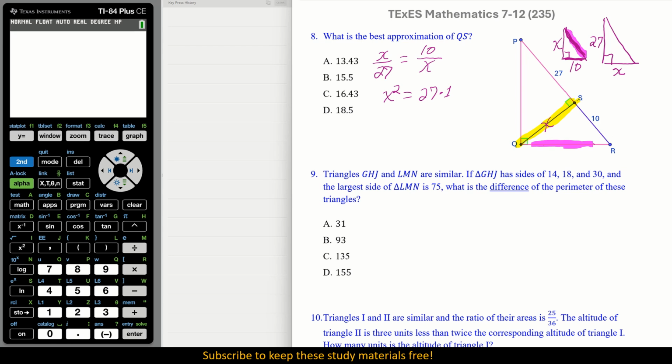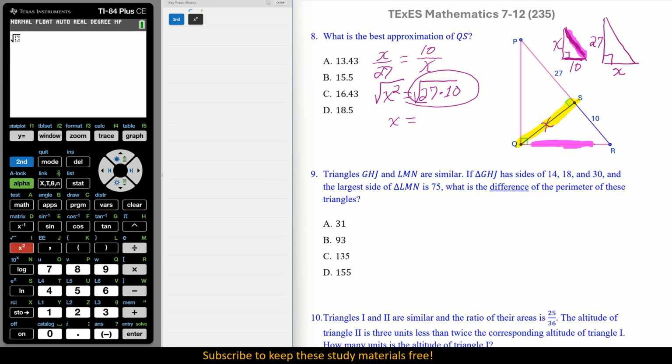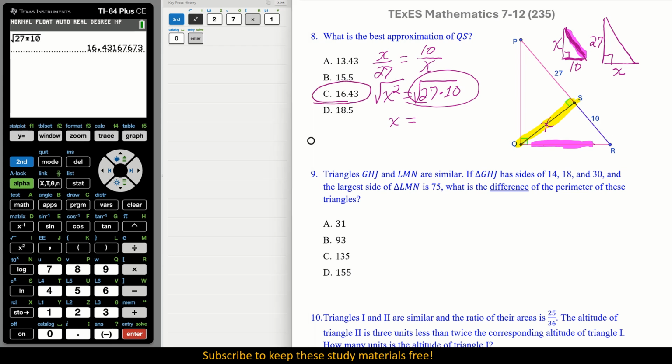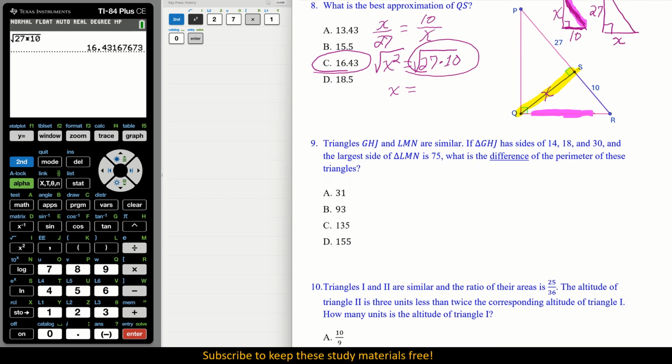27 times the 10. Now we'll put both of these under the radical so we can pull the X out. And then we just put this in the calculator and we have an answer. Second square root of 27 times the 10, enter, and yes, C is the correct option. All right, so let's go to number 9.